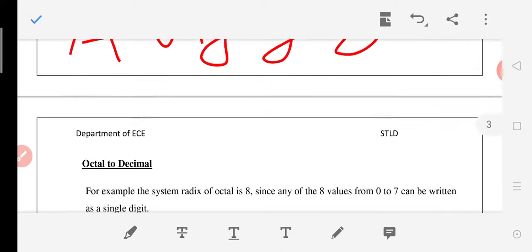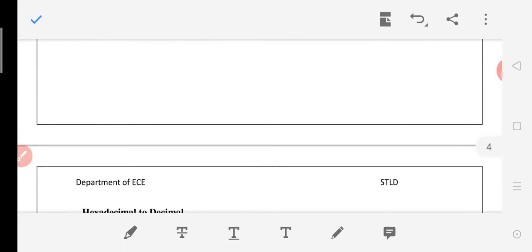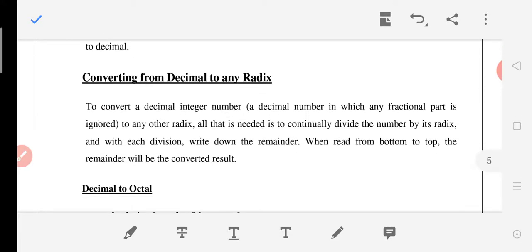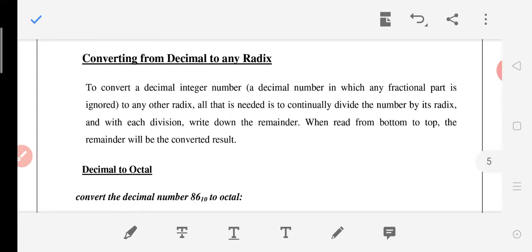First of all, for better understanding, we discuss converting from decimal to any radix. Radix and base are the same; in number base conversions, both terms mean the same. Converting from decimal to any radix, it means we know the decimal number system well, so initially we convert from decimal to any other radix.